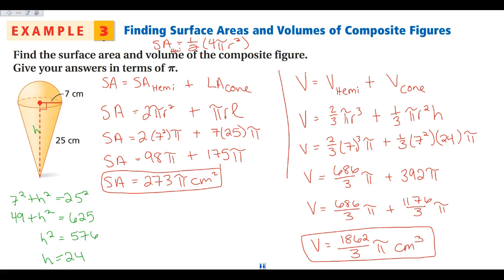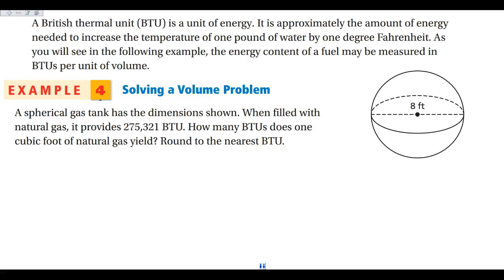Okay, let's look at one application problem here. And we're talking about BTUs. A BTU is a British thermal unit, and it's a unit of energy. Okay, it's basically the amount of energy that you need to increase the temperature of a pound of water by 1 degree Fahrenheit, and that's going to be a BTU. And we can look at BTUs in terms of volume, like how many BTUs are in here.